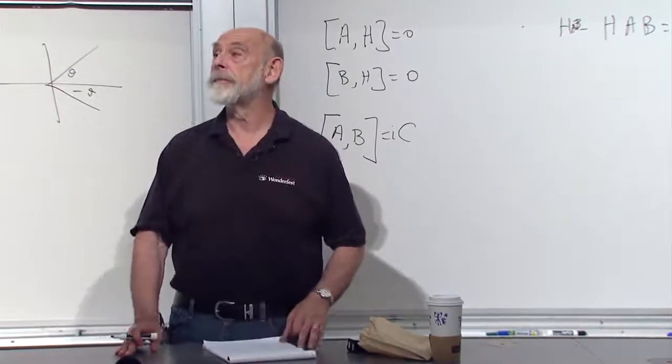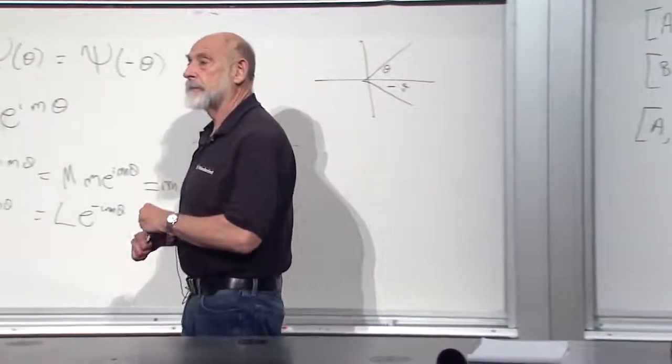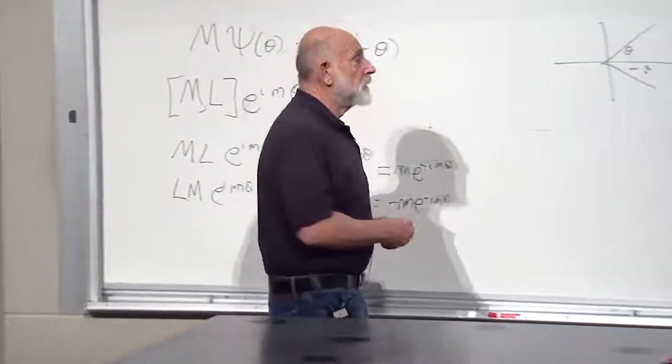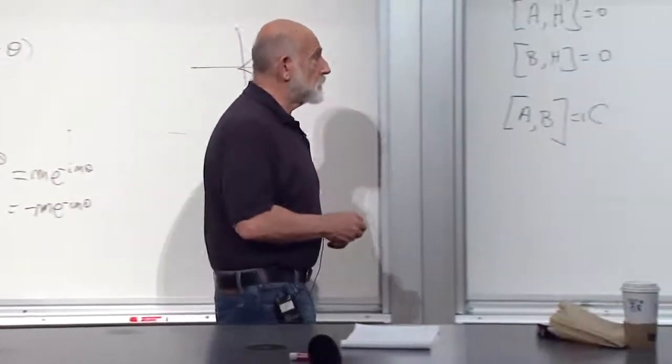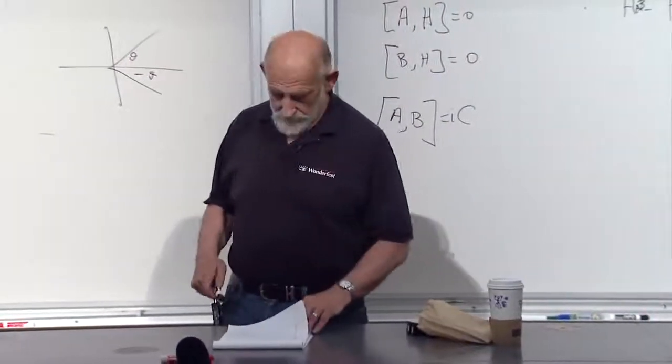Yeah. Just to make sure I understand your argument, what you showed was that if you have A and B that commute with H, then the product AB commutes with H. It does. And then since the commutator of AB is just AB minus BA, you'll get the full commutation. Yeah.